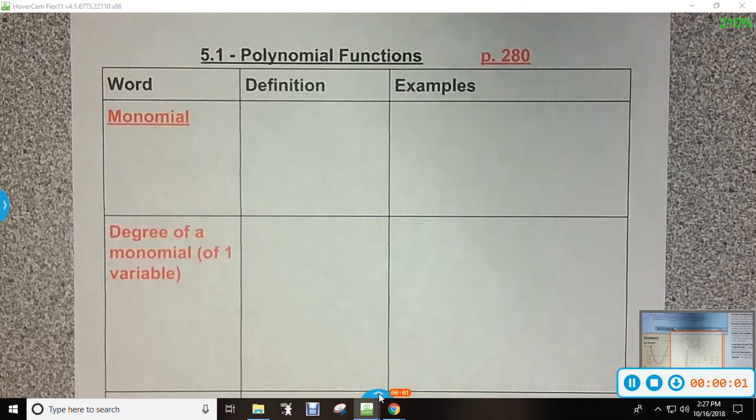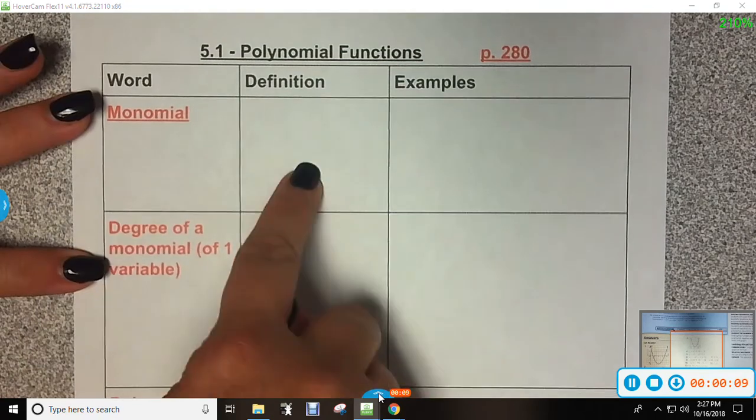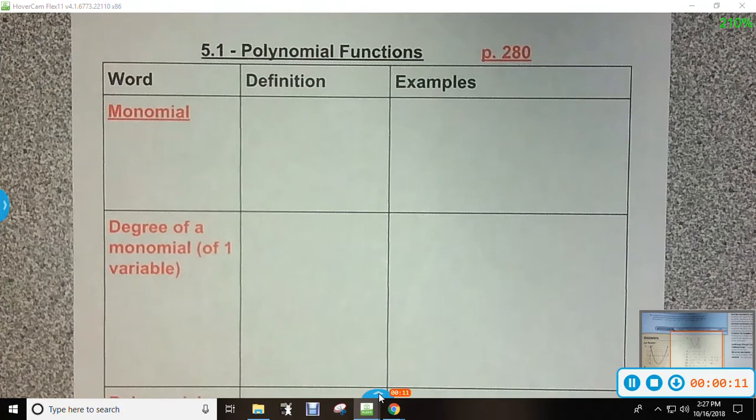Alright guys, section 5.1, we're going to start out with some vocabulary. I've put mine in a chart format so that we can have our word, our definition, and our examples over here. You can put it in a chart format, or you can just write the definition and the examples underneath, however you want to do it on your paper. So where we're going to start is with the word monomial.